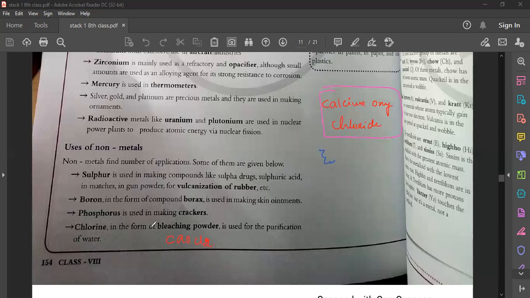Okay. So chlorine we will use in the bleaching powder, and in the swimming pool also we will use chlorine as a disinfectant. Yes, sir. In the swimming pools they will pour the chlorine liquid to avoid skin diseases and all. Okay. So that is the chlorine.